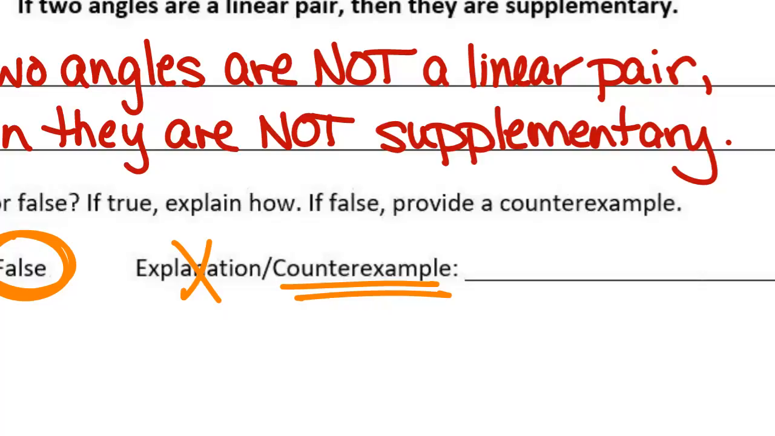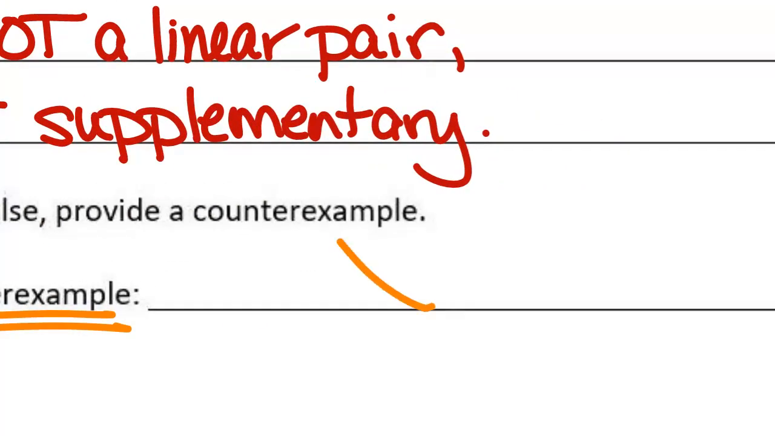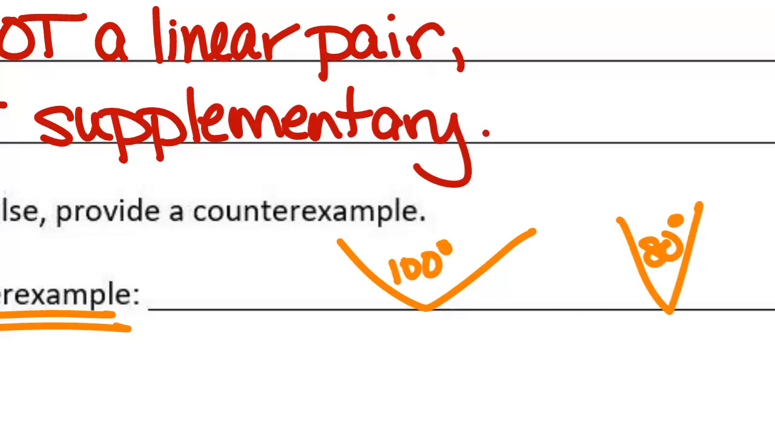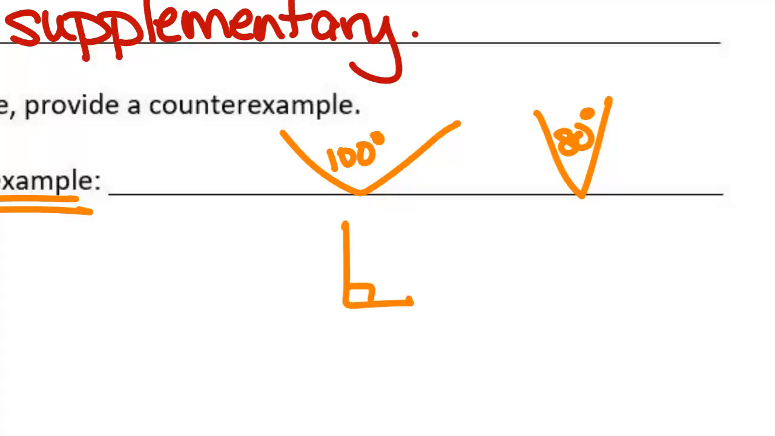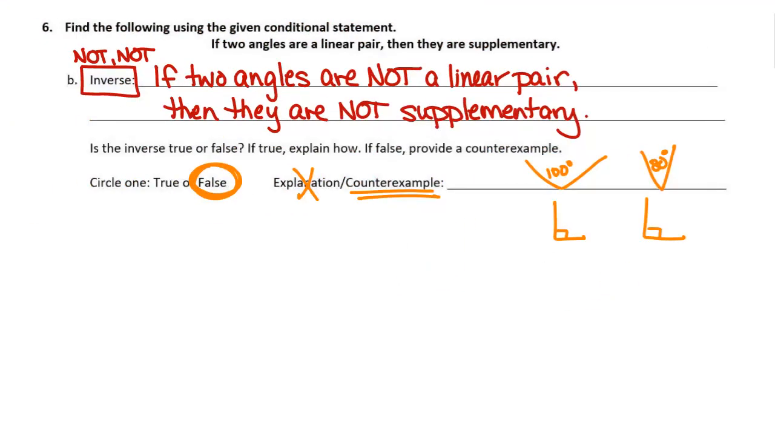I want to draw angles that are not a linear pair, but that really are supplementary. So I could do that again with my 100-degree angle and my 80-degree angle, or I could do that with the two 90-degree angles. Not a linear pair, but they do add to 180. Same thing up here. Not a linear pair makes the first part true. Second part false. So far, so good? All right, we got one more to go.